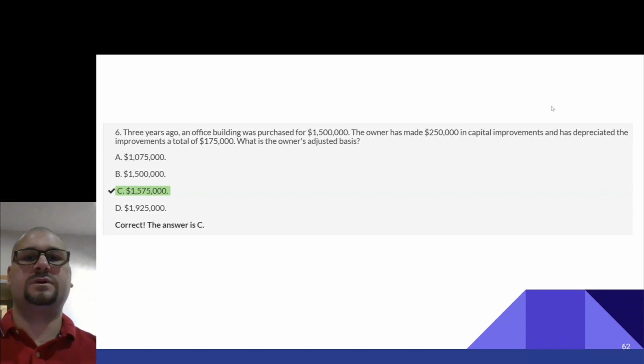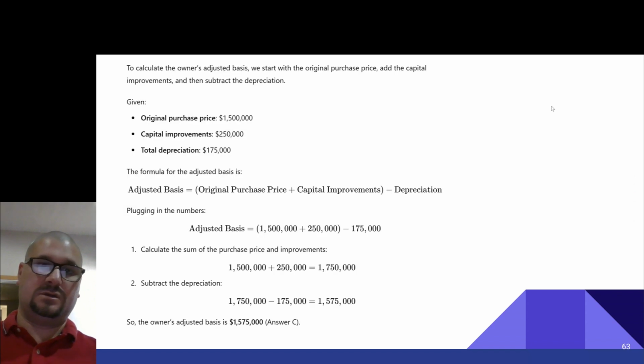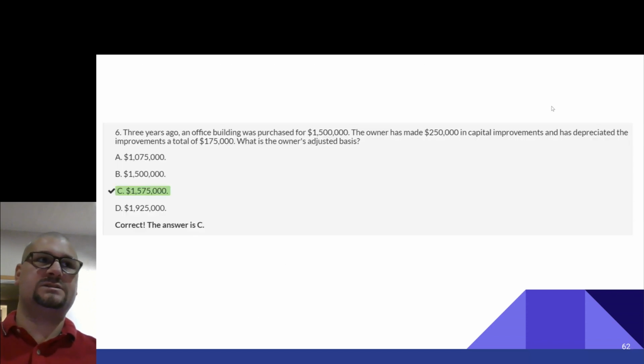All right, 3 years ago, an office building was purchased for $1.5 million. The owner has made $250,000 in capital improvements and has depreciated the improvements a total of $175,000. What is the owner's adjusted basis? First, what's the formula for adjusted basis? It's the original purchase price plus the capital improvements minus the depreciation.